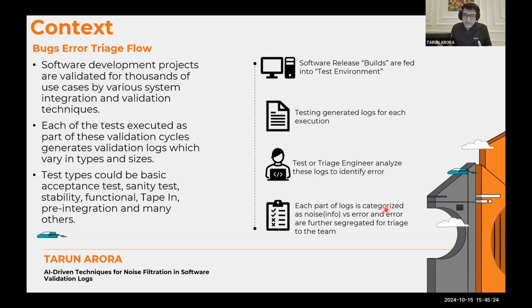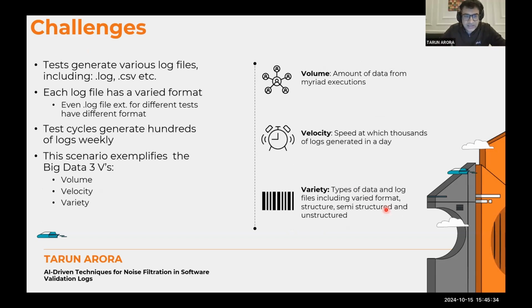If there is a real error, then we need to pass that information and triage it to the team by raising a bug, right? That's generally the bug triage flow. Now, what are the challenges, right? The challenge is that the files are of different nature, right? So you may have test files which are .log files. You have .csv files. You may have .error files, and many other files, right?